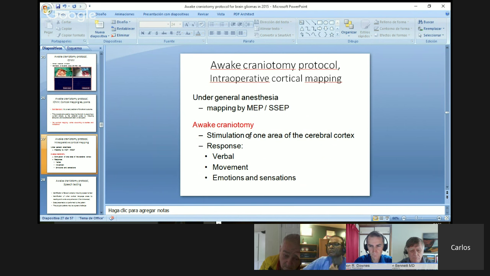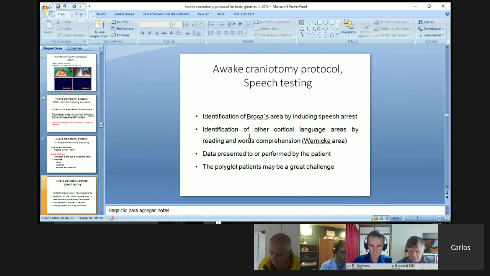We do intraoperative cortical mapping under general anesthesia. We can map with motor evoked potentials or somatosensory evoked potentials. During awake craniotomy, we stimulate one area of the cerebral cortex and analyze the verbal responses, movement responses, or the emotions and sensations experienced by the patients. We can do speech testing, so we can identify the Broca area by inducing speech arrest. We can identify other cortical language areas by reading and word comprehension, in the case of the Wernicke area. We can analyze all the data performed by the patients.